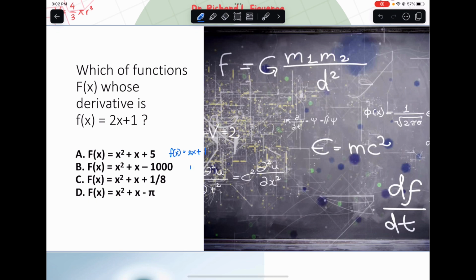In the same manner, f of x equals x squared plus x plus 1 all over 8, so its derivative is 2x plus 1. And x squared plus x minus pi is still 2x plus 1, because the derivative of pi is still 0. So that means, even though the given functions are different from each other, the difference relies only on the constant that is added or subtracted, so therefore the derivative will still be the same.